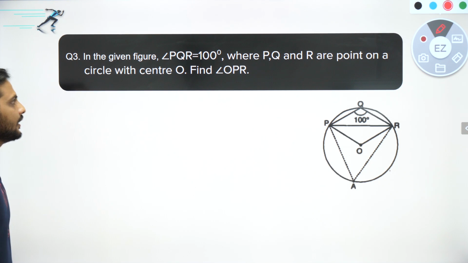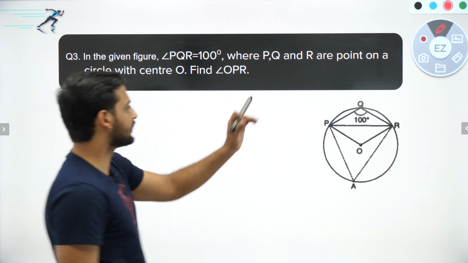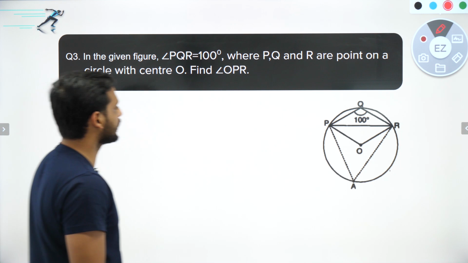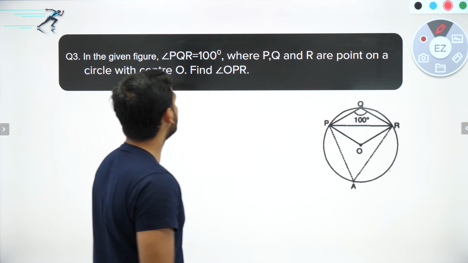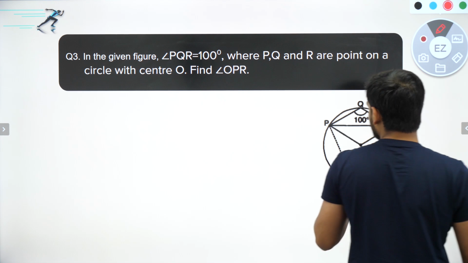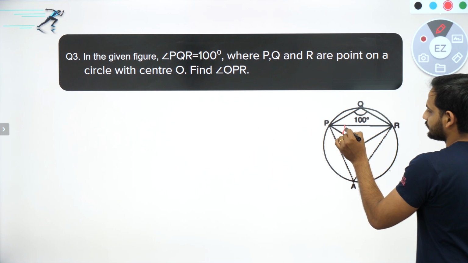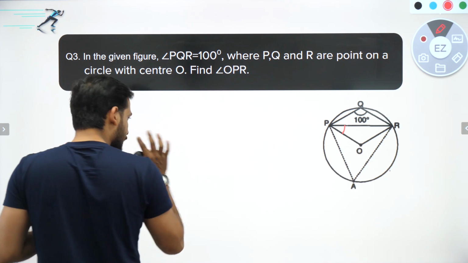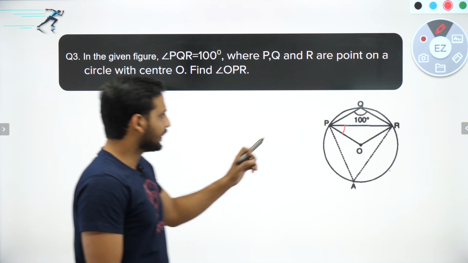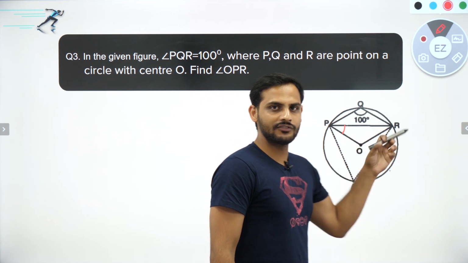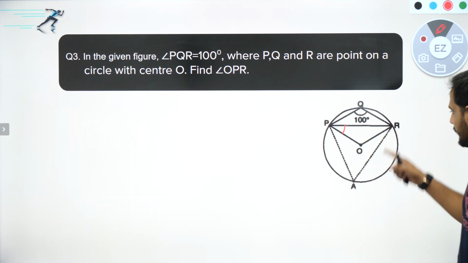In the given figure, angle PQR is 100 degrees, where P, Q and R are points on a circle with center O. Find angle OPR. This angle you need to find out. This angle again can be found very easily, don't worry. First thing bachcho, why have they given this angle as 100 degrees? There is a reason. The reason is so that you can get the opposite angle here.